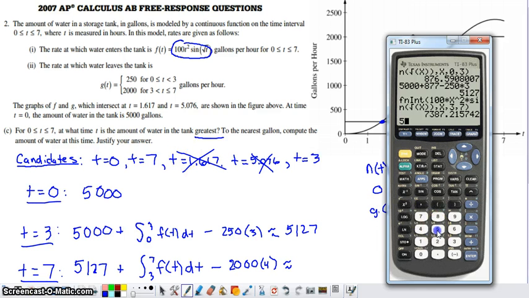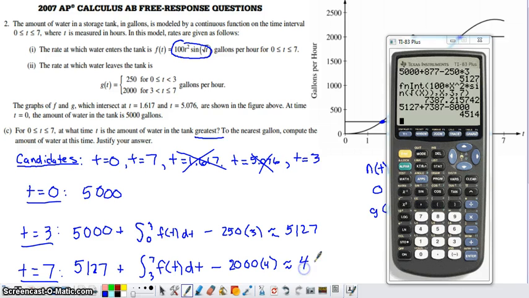If we start with 5,127 at t equals 3, and this much is entering, so plus 7,387, minus the amount that leaves, so minus 8,000, 2,000 times 4, you have the amount of water at 7, which is below the amount of water at 3 and the amount of water at 0. So the amount of water in the tank is greatest at t equals 3. This is how many gallons are in the tank then.